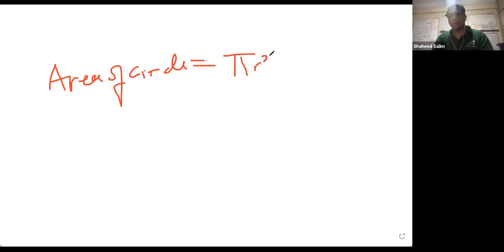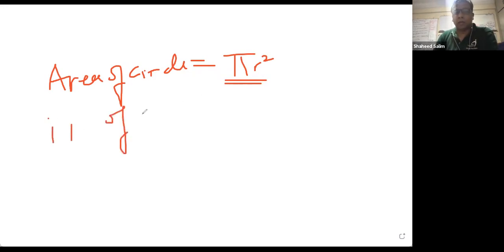Pi r squared, pi r squared. So you got to memorize this. This is area. For now it's area. So the other one is now triangle. Area of triangle. You got to memorize this. Otherwise you'll feel very lost now.